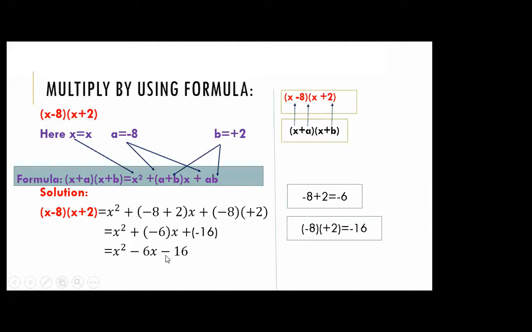Okay, 8 twos are 16. So here we get the answer x square plus 6x minus 16. Now the next question is (x plus 6y)(x minus 5y). So students, again step number 1 is we have to check the conditions. The first term is the same and the second term is different, that is 6y and minus 5y. So we can apply our given formula.